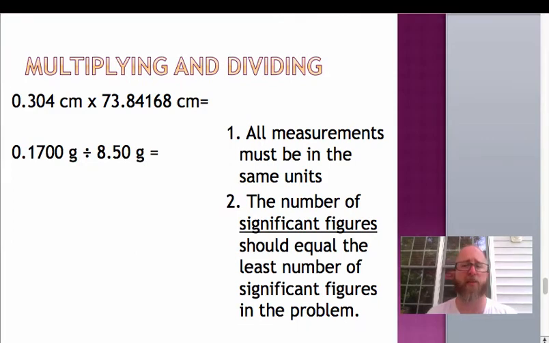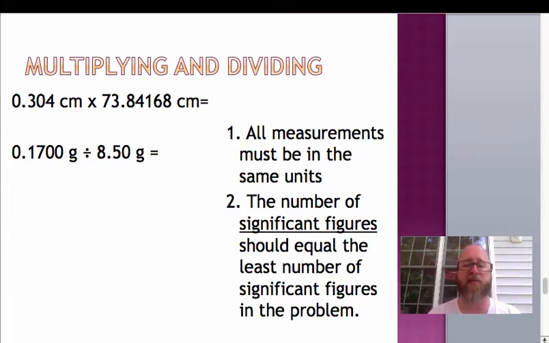Two rules again, pretty much the same thing. First rule, our measurements have to be in the same units. So again, if you have, let's say, one unit in centimeters, then they all have to be in centimeters. Or if you have centimeters but one of them is in meters, then you would have to convert the meters into centimeters. Or you could go the opposite direction and convert the centimeters into meters. Doesn't matter as long as they're all in the same unit.